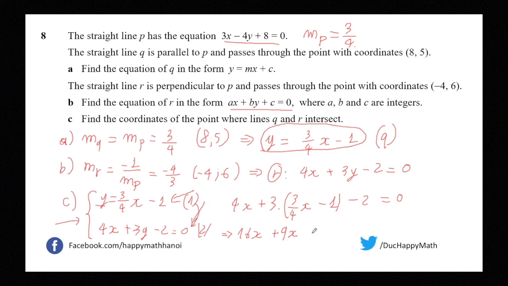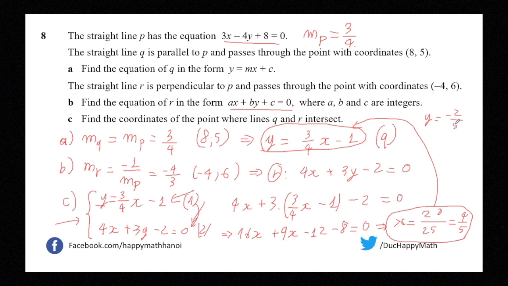5x and 9x, minus 12 and minus 8. So from this one you get x equal to 20 divided by 25. This means 4 over 5. Substitute the value of x into one of these equations. For example, I will substitute in this line. So you will get that y will be equal to minus 2 over 5.